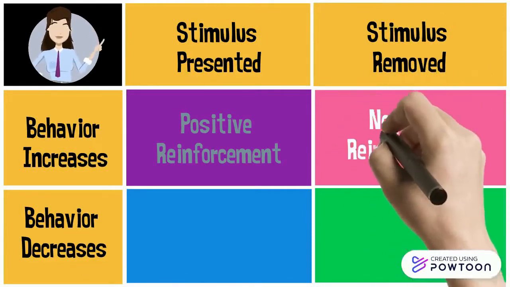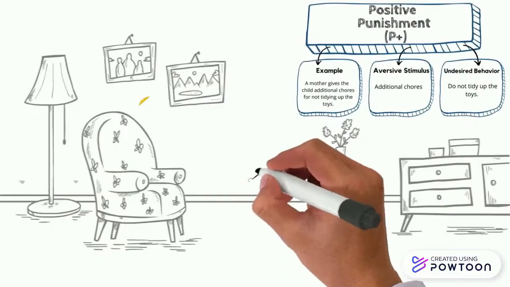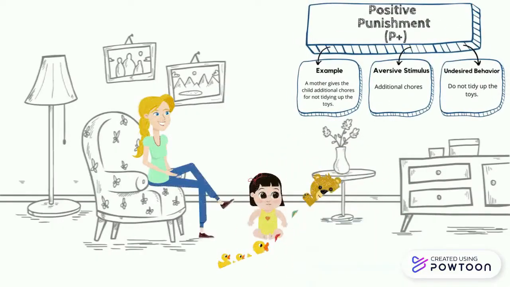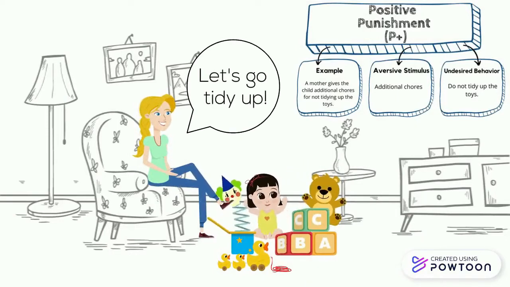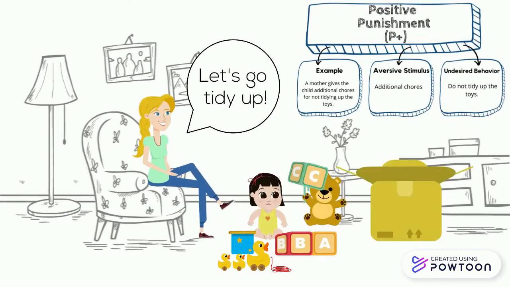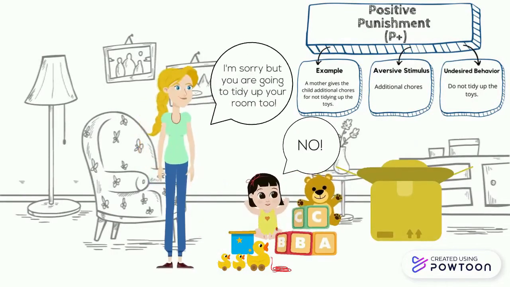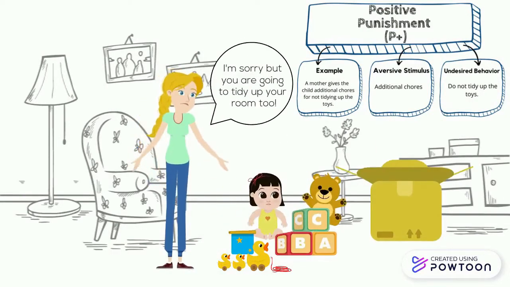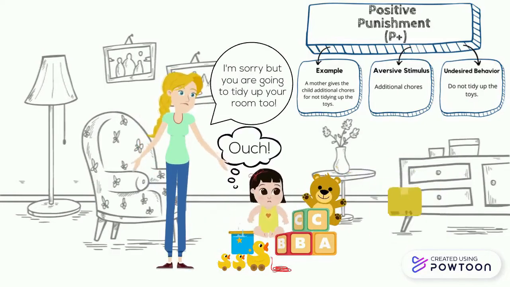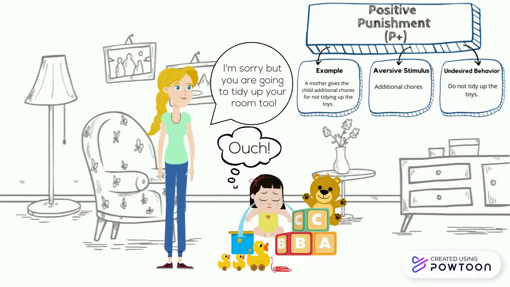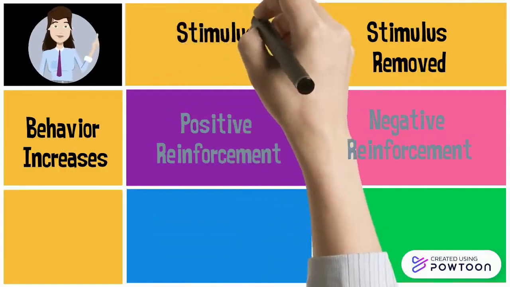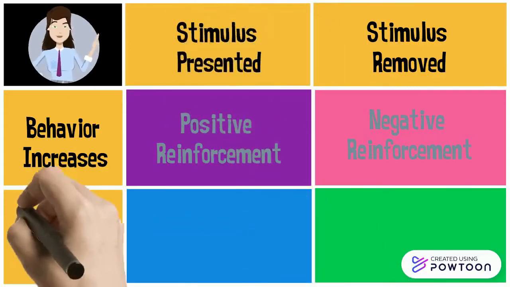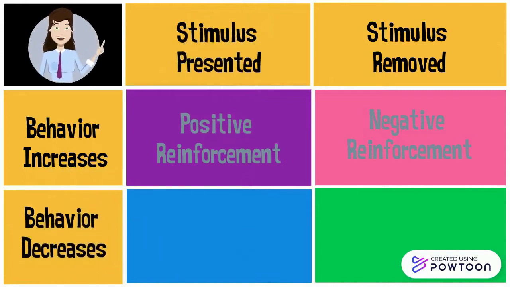which would be negative reinforcement. For a third example, we still have a child who is playing with toys on the floor. Her mother asks the child to tidy up her toys, but the child says no. As a consequence, the mother gives additional chores to the child. The misbehavior of not tidying up would then stop and the child would start to finish her chores.